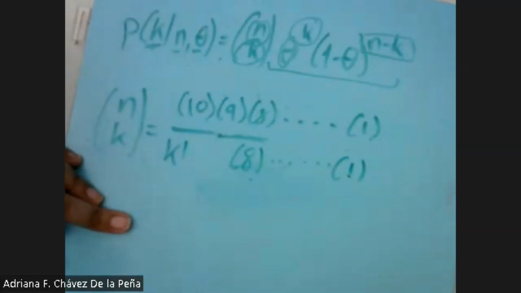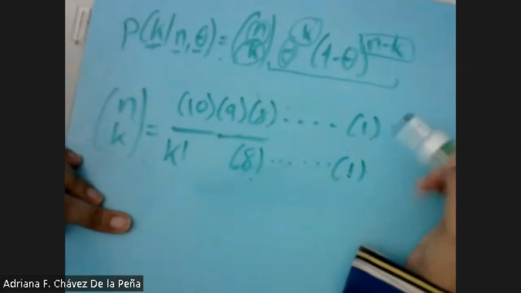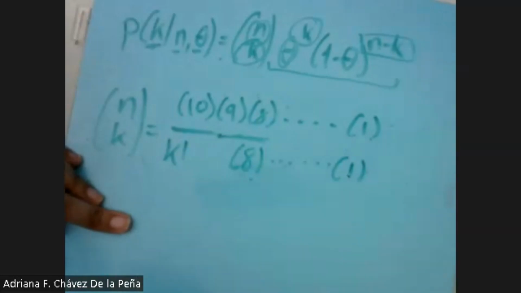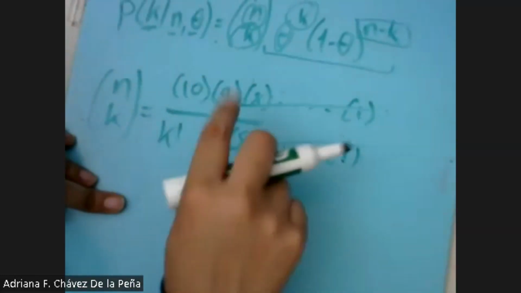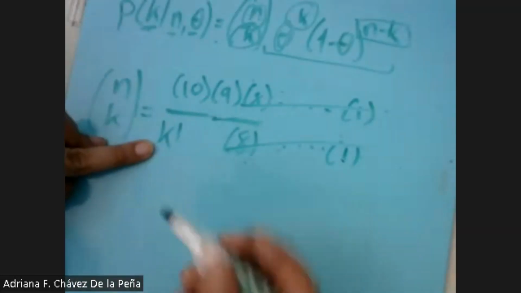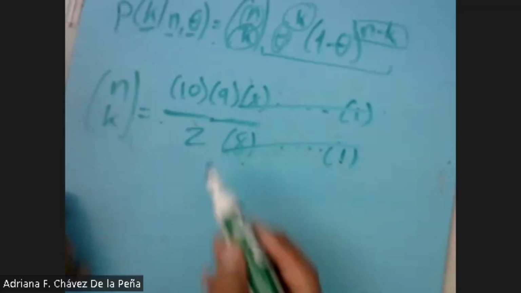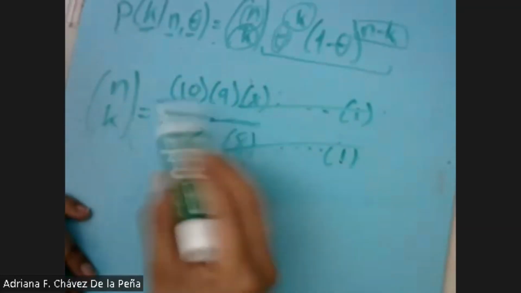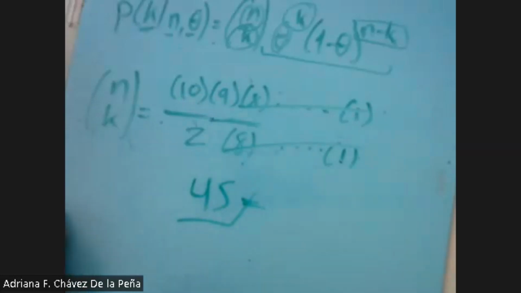And luckily, we can see here that there are elements in the denominator and the numerator that are repeated and that are just there as factors. So we can easily cancel them out and reduce our whole fraction to simply 10 times 9 divided by k factorial. And we know that k factorial is simply 2, because that is 2 times 1. So now this becomes much easier to compute. We have just 10 times 9, that is 90, divided by 2, that's 45. We have 45 possible orders of 2 successes in a string of 10 total observations.